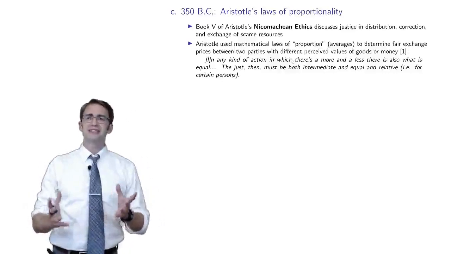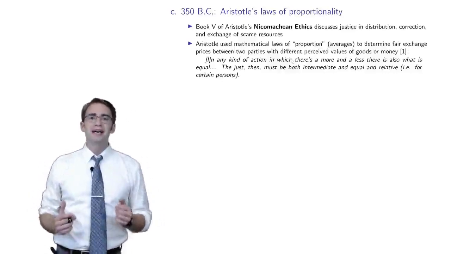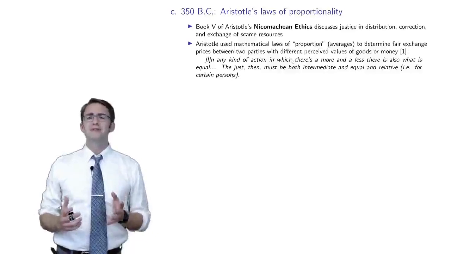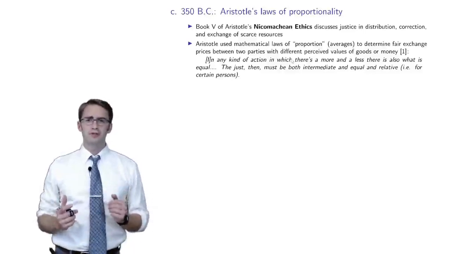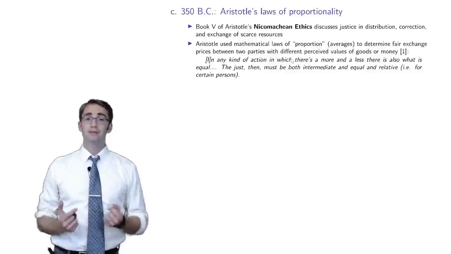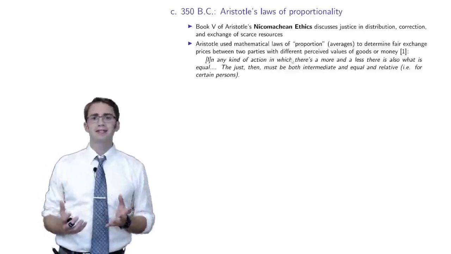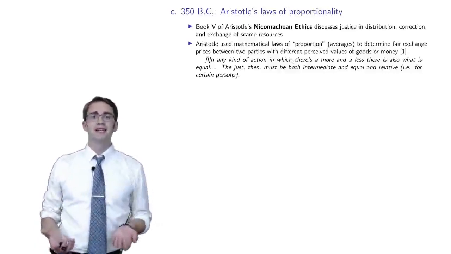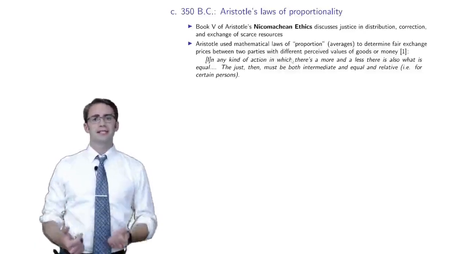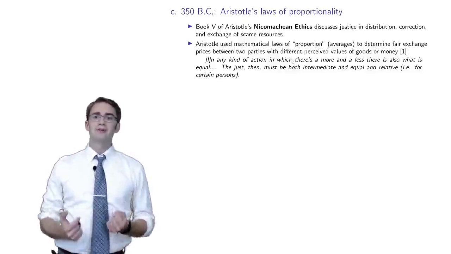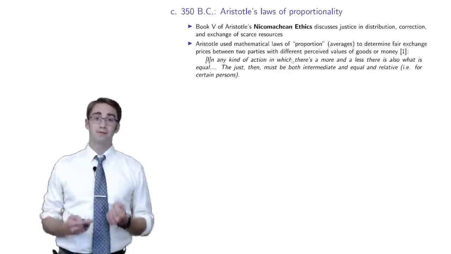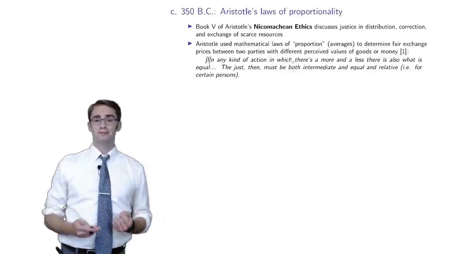The ancient Greeks liked to talk about things in terms of geometry. And in this case, he was talking about proportion when he was talking about how you should decide the right price to buy or sell something. He said, in any kind of action in which there's a more and there's a less, there's also what is equal. The just then must be both intermediate and equal and relative, i.e. for certain persons. What is going on here?